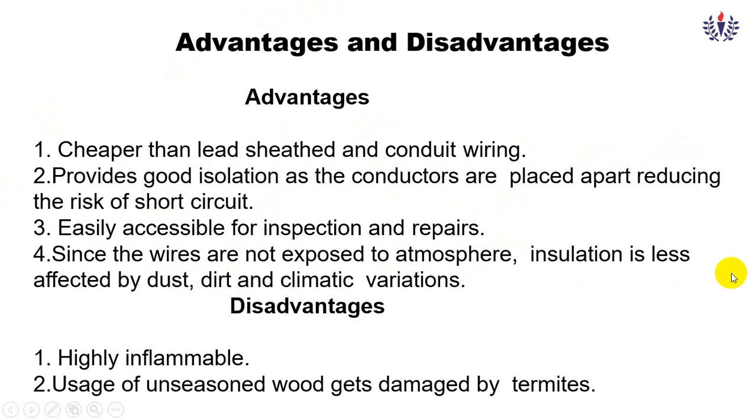It's highly protective. Insulation is less affected by dust, dirt, and climatic conditions. So here these wires are not exposed, so they are less affected by dust, dirt, and climatic conditions. But it is highly inflammable because wood is flammable, and usage of unseasoned wood gets damaged by termites. We know, right? So holes will be there, so frequently we have to maintain it.